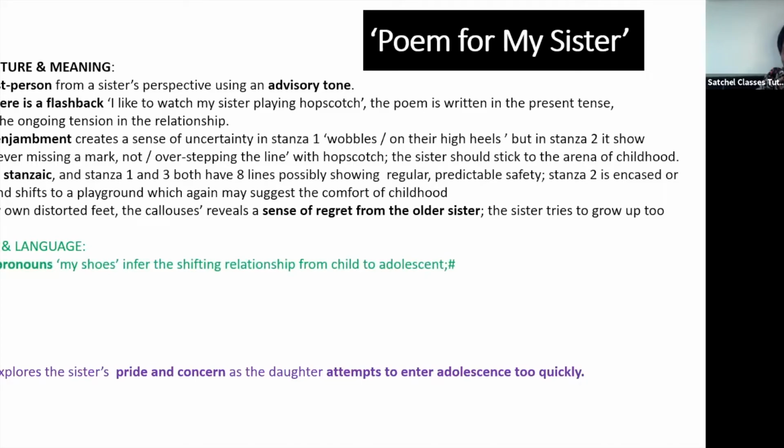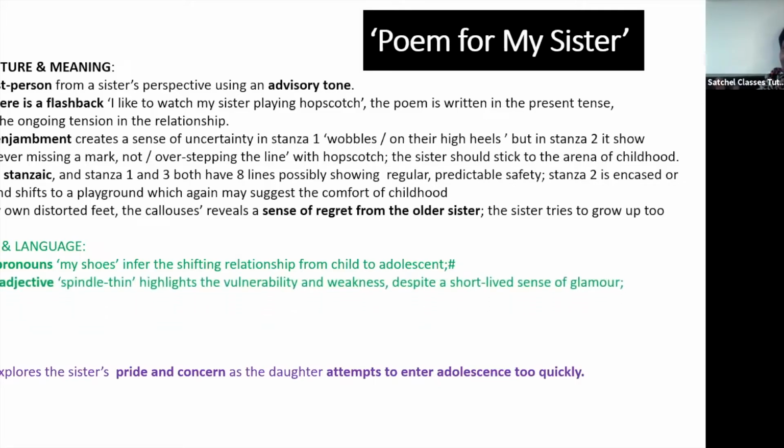So this poem uses possessive pronouns, "my shoes." There's a shifting in the relationship balance. The child, the 12-year-old, wants to jump into adolescence, wants to jump into adulthood, but the sister's saying, these are my shoes. They're not ready. You're not ready for high heels. Stay a child. There's a compound adjective, "spindle thin."